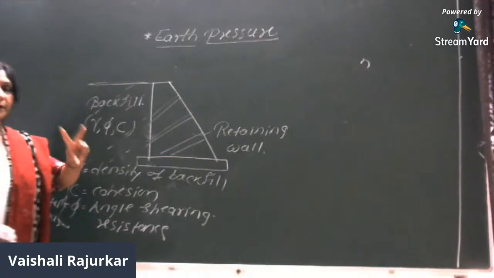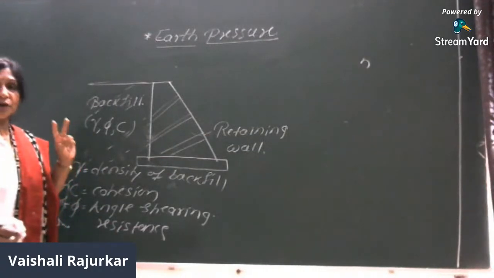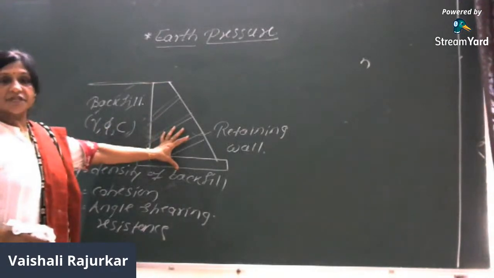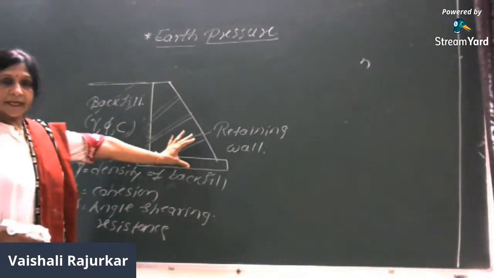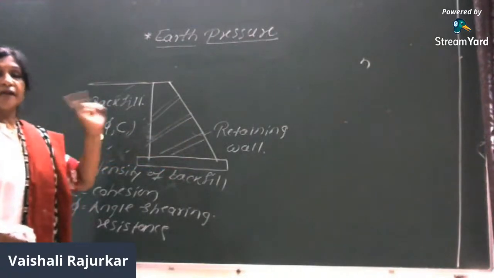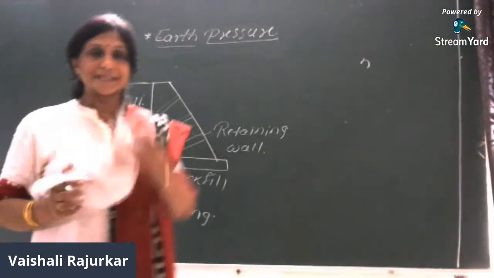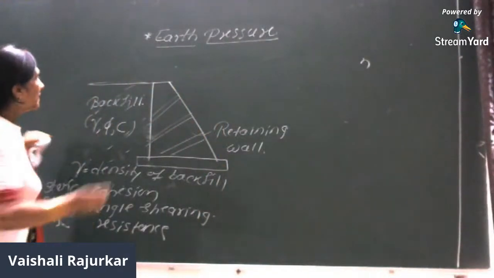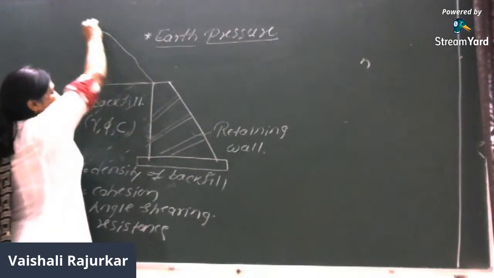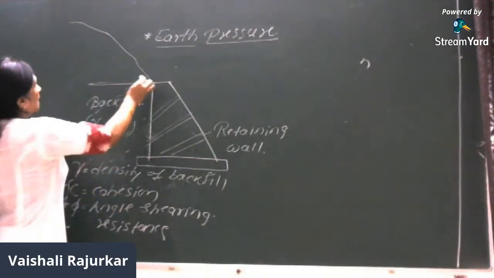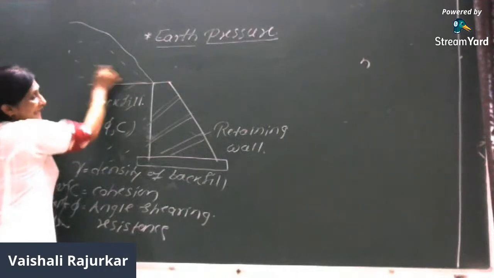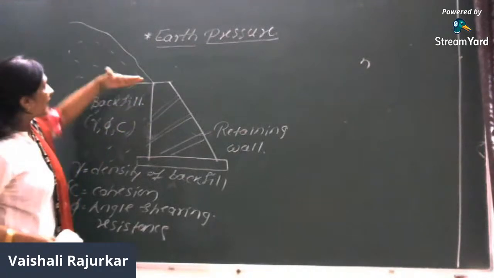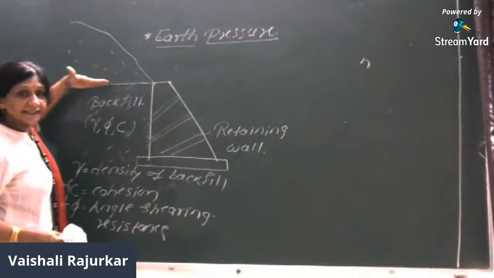Now there are two components which are considered to be the most important: the backfill, and the artificial structure which is called the retaining wall. In addition to that, there is one more parameter which we have taken into consideration. As we have seen in the previous diagram, the portion of the hill may be like this. In this first assumption, we have considered that this backfill is a horizontal backfill.